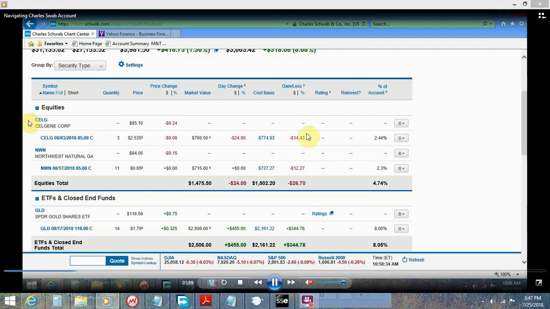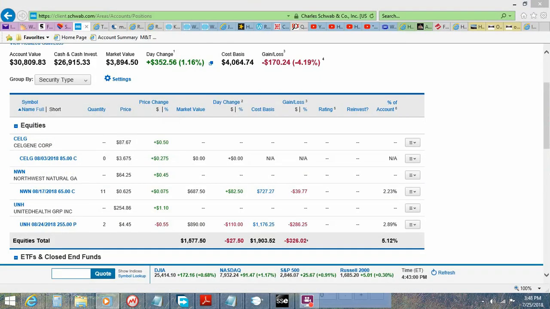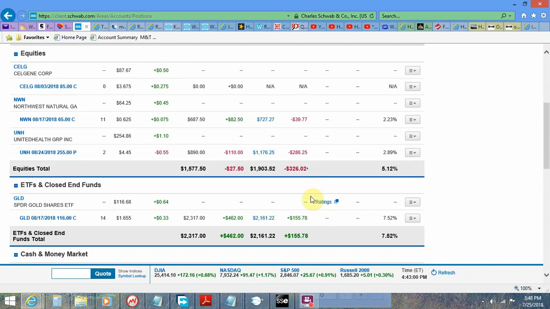You can see the positions that you had at the time were CELG and Northwest Natural, which were the options for these equity stocks, and then you had the trade on the ETF GLD for gold. Now you can see at that time gold was $344, but as of today, the 25th, gold has dropped significantly, about half.